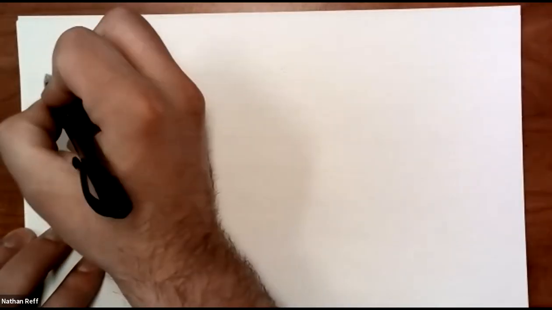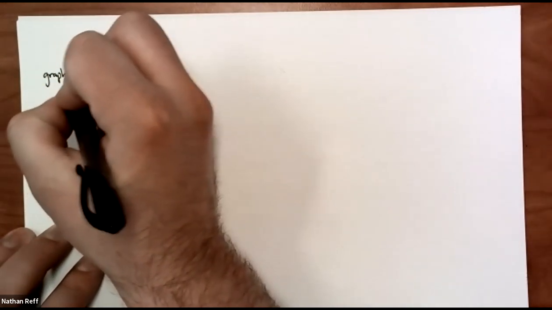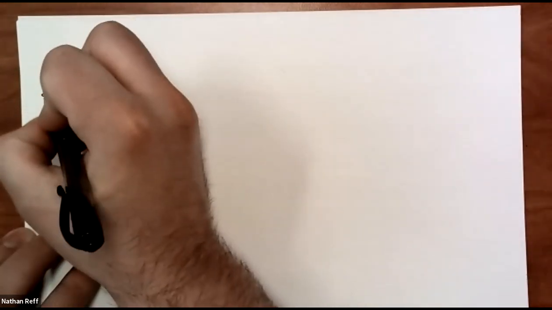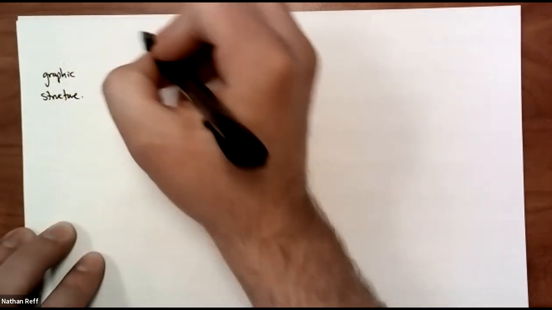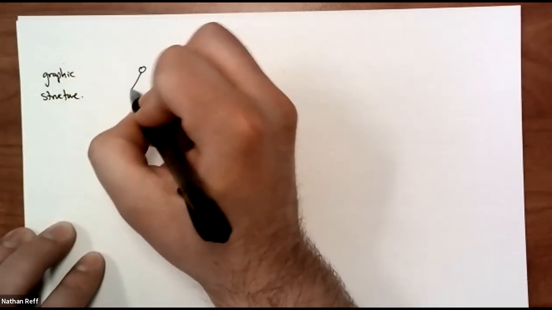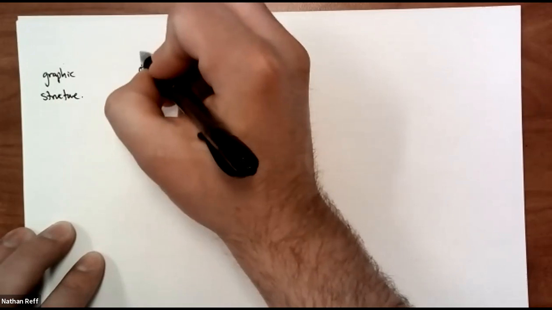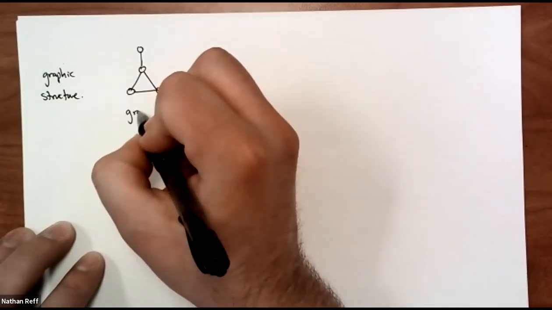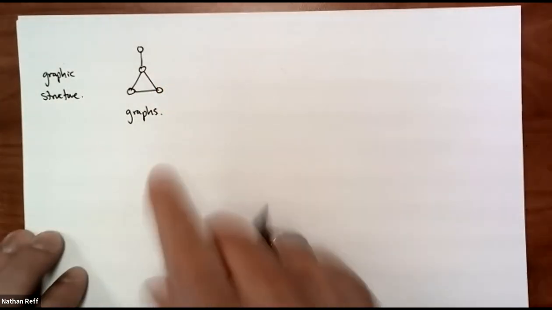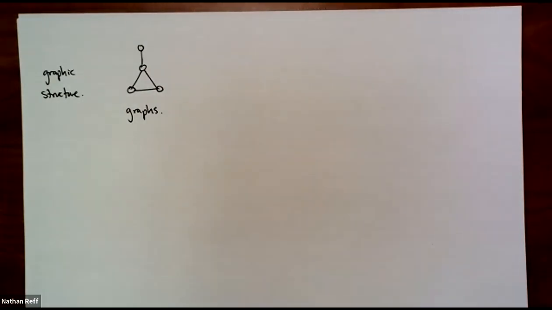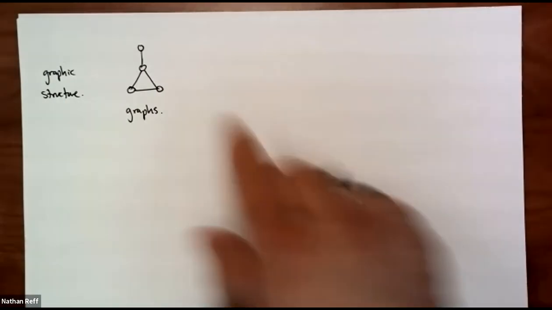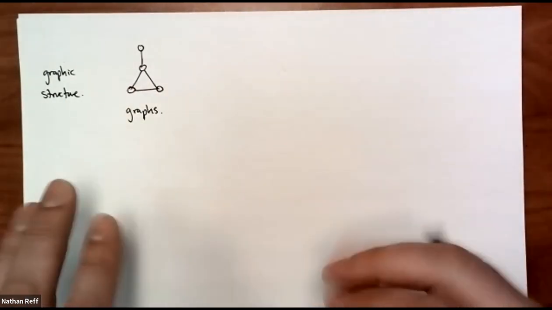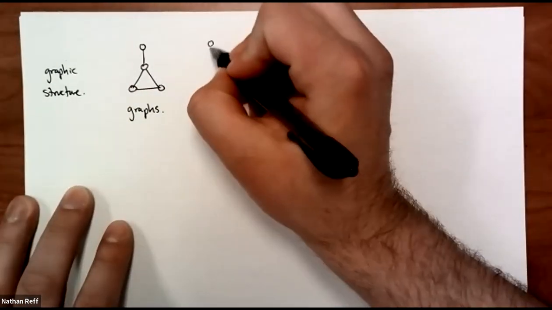graphic structure. Okay, so we have graphs. Okay. Now, we have talked about directed graphs too, which I guess we can add to the list of graphic structures.